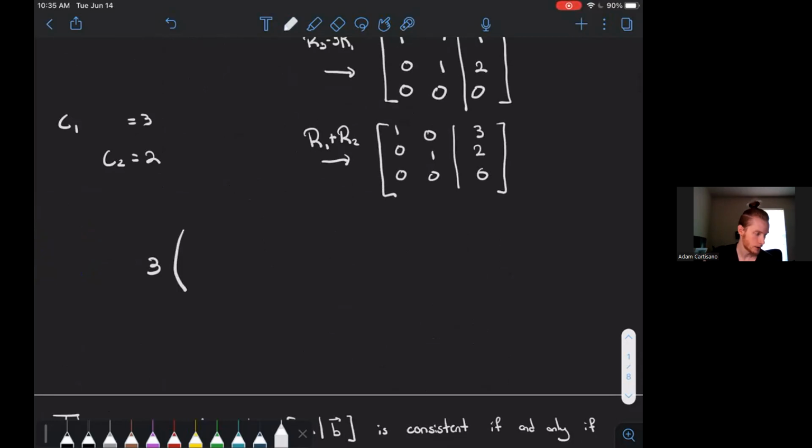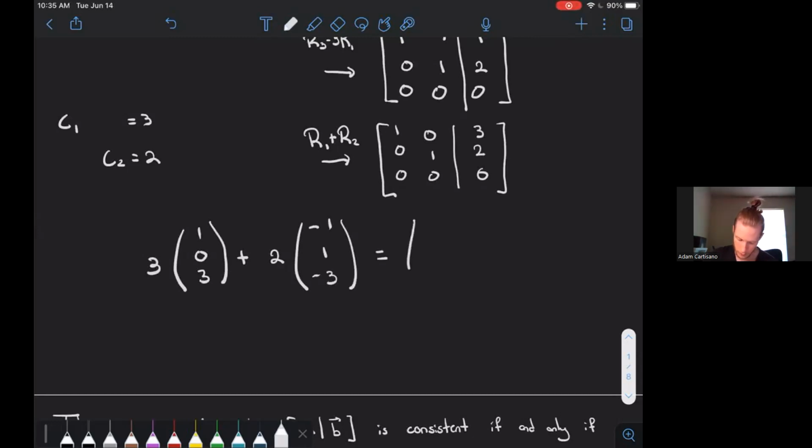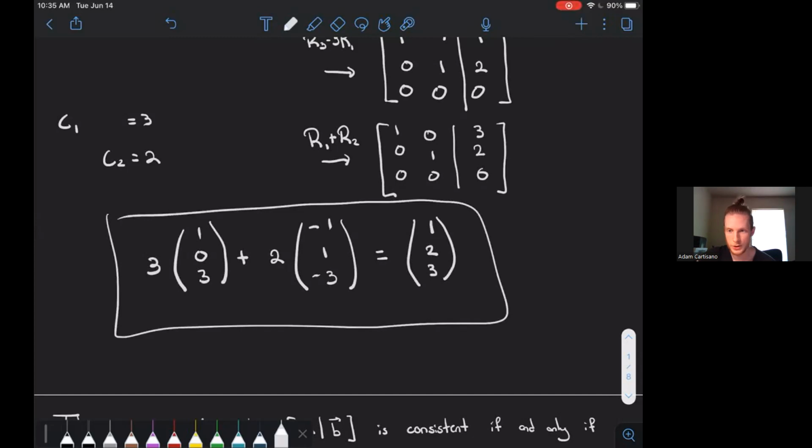3 times (1, 0, 3) plus 2 times (-1, 1, -3) is, well, 3 times 1 is 3, 2 times -1 is -2, 3 minus 2 is 1. 3 times 0 is 0, 2 times 1 is 2, 0 plus 2 is 2, of course. And 3 times 3 is 9, 2 times -3 is -6, 9 minus 6 is 3. And sure enough, (1, 2, 3) is a linear combination of these other two vectors.